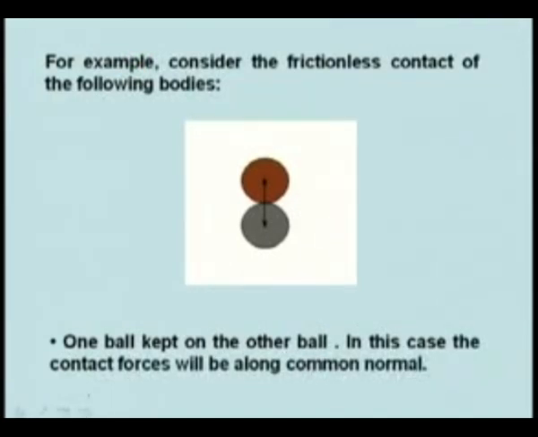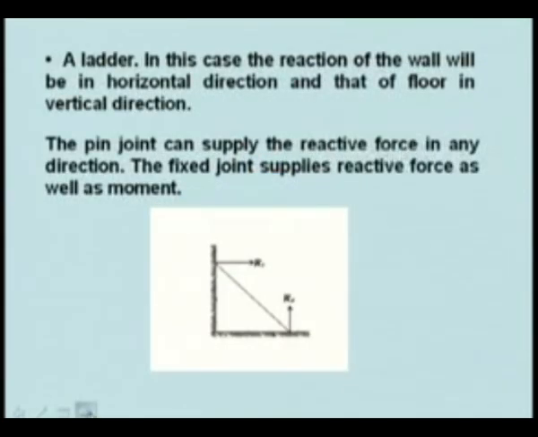Now, consider the frictionless contact of the following two bodies. You have two bodies, one ball kept on the other ball. In this case, the contact force will be along the common normal. You have the common normal of the balls and the contact force will be along that. A ladder example is there.